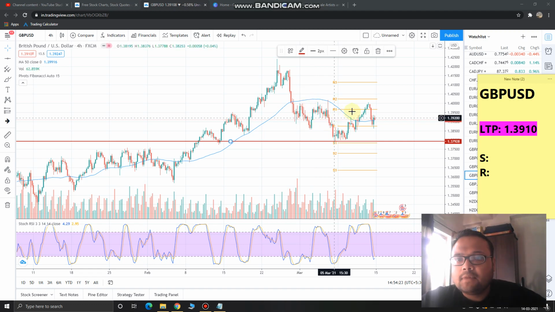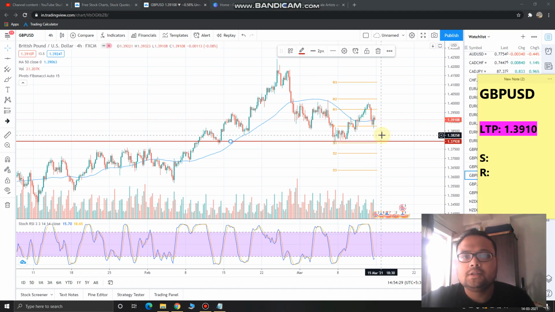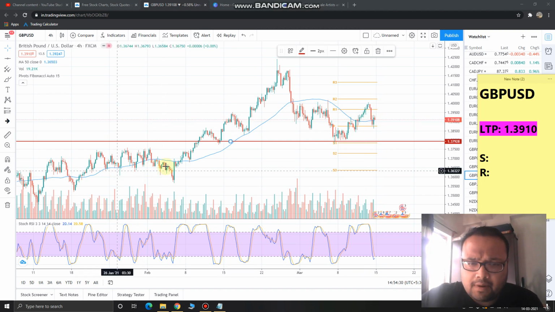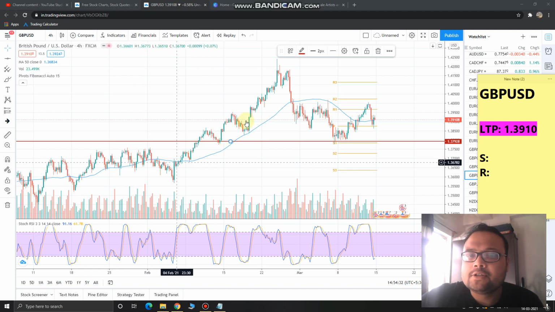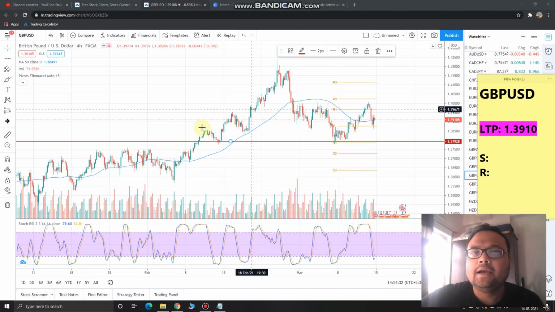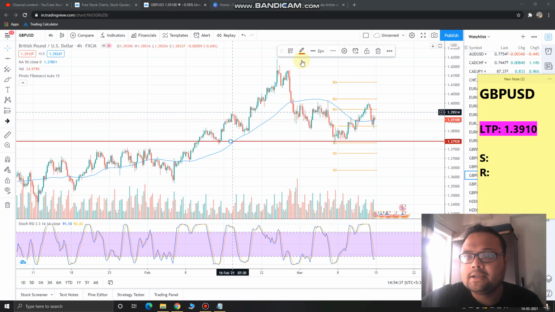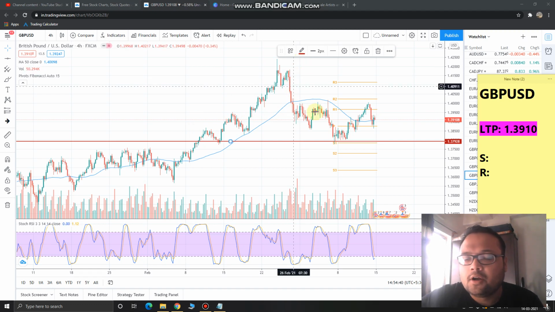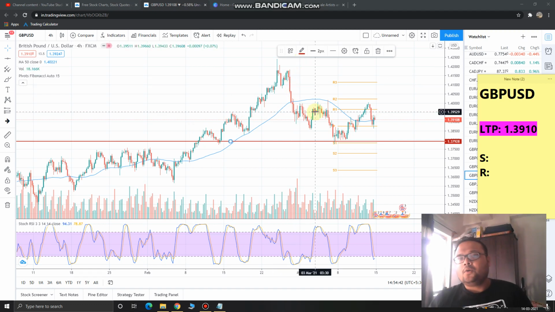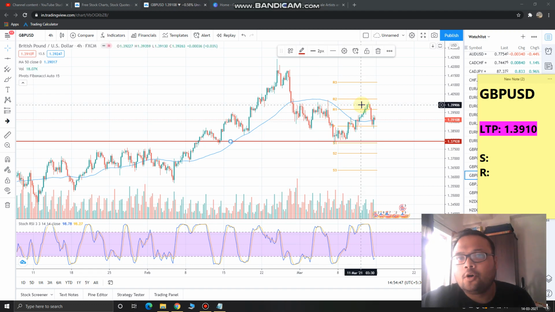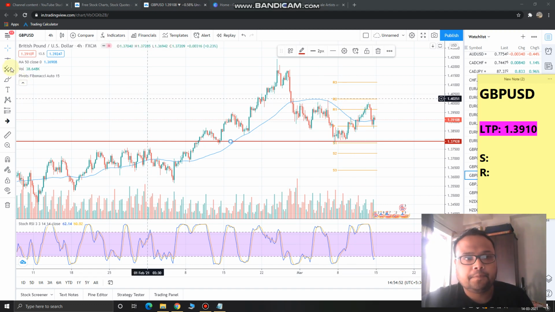So we can see that the last traded price of GBP USD is 1.3910, and market was in uptrend. Okay, market was a beautiful uptrend. It was making higher highs. You can see that it was making higher highs after the market started falling. So right now we are not sure whether market is about to go up or market is about to go down, because right now market is in a range.